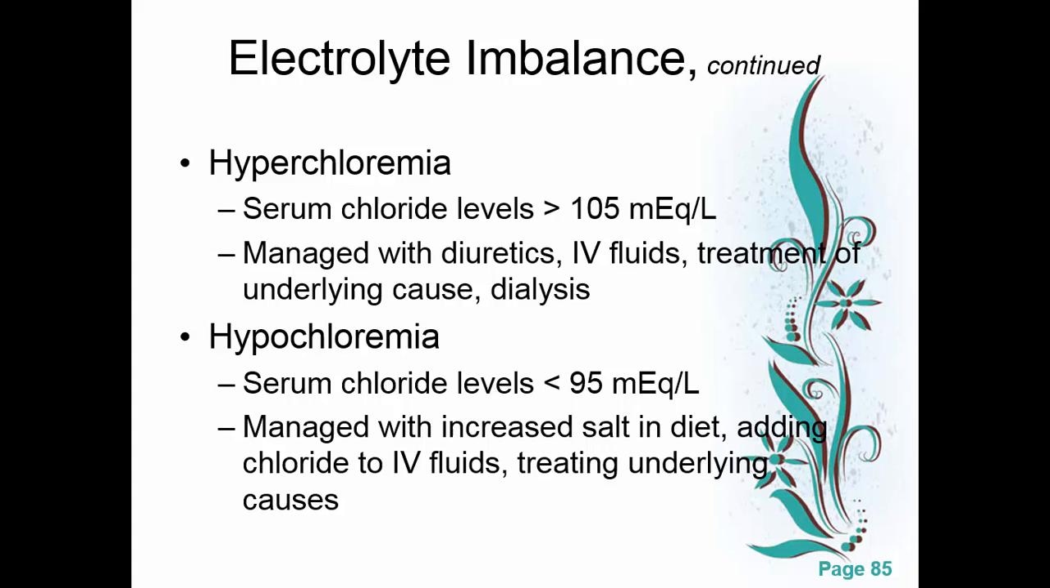Hypochloremia is caused by loss of body fluids, especially vomiting and diarrhea. So these will be serum chloride levels of less than 95. Manifestations of hypochloremia are paresthesias of the face and extremities, muscle spasms, and tetany. Management is with increased salt in the diet, adding chloride to IV fluids, and treating the underlying cause.